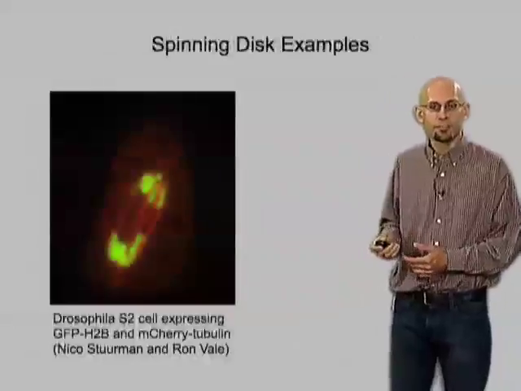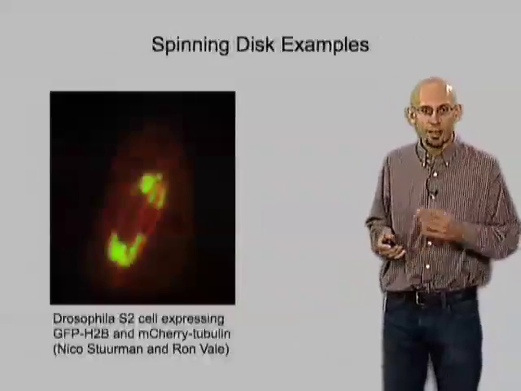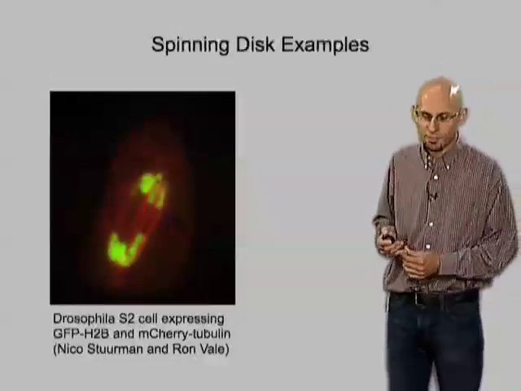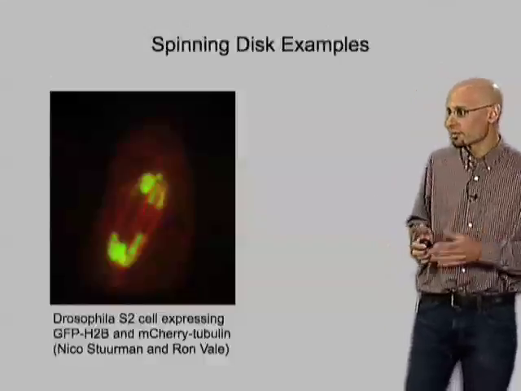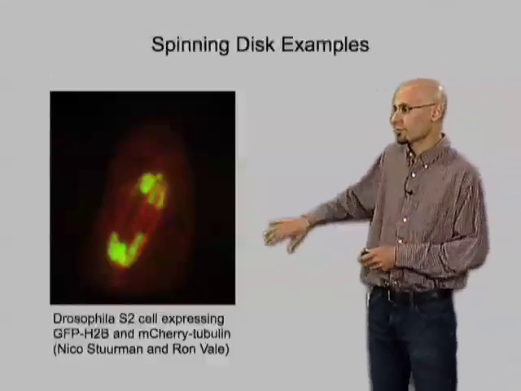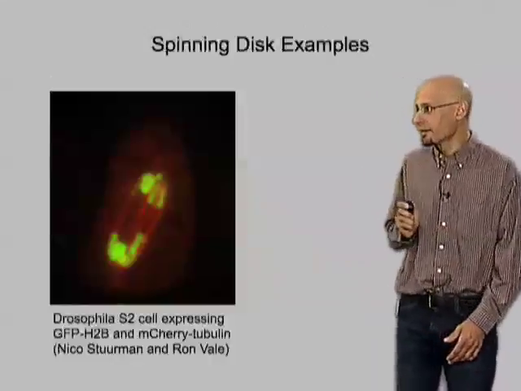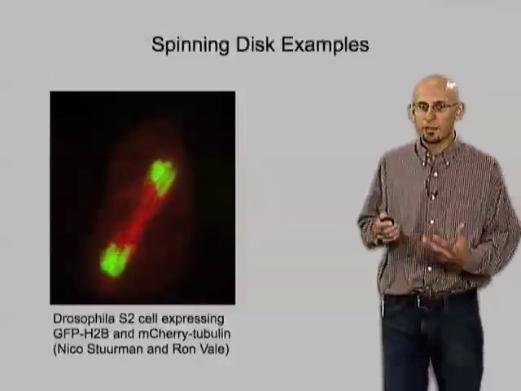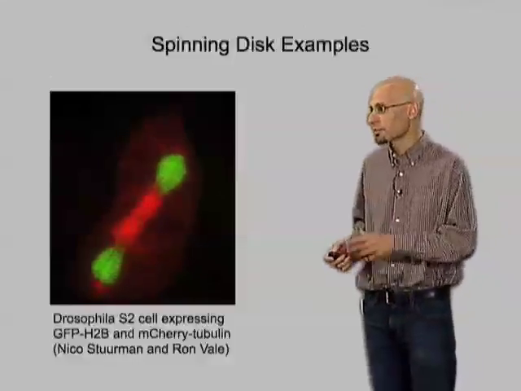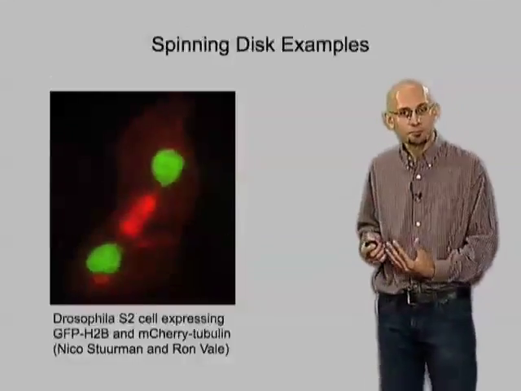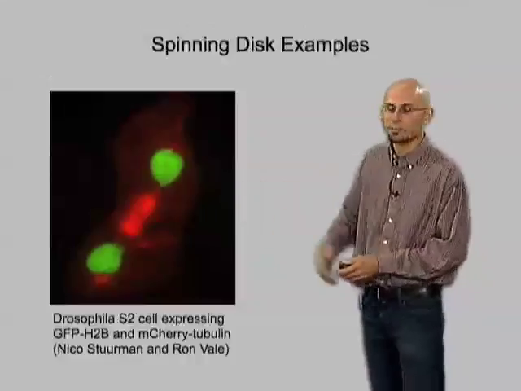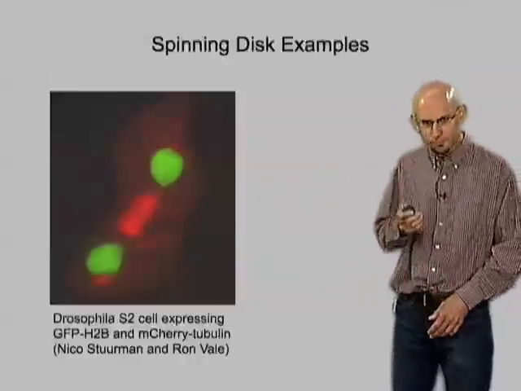Here's an example image. This is a Drosophila cell that is expressing GFP targeted to chromosomes and the red fluorescent protein cherry targeted to tubulin. This is actually an image that Nico took. We've done a time lapse here, and so you can see the cell dividing in real time. This is probably a 15-minute movie compressed into a few seconds.